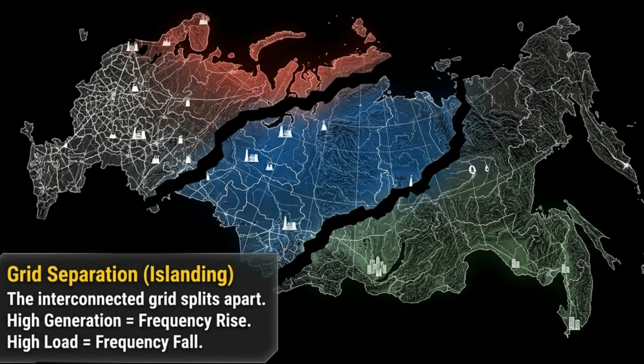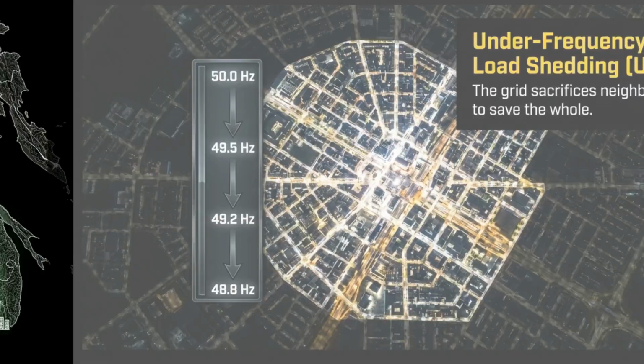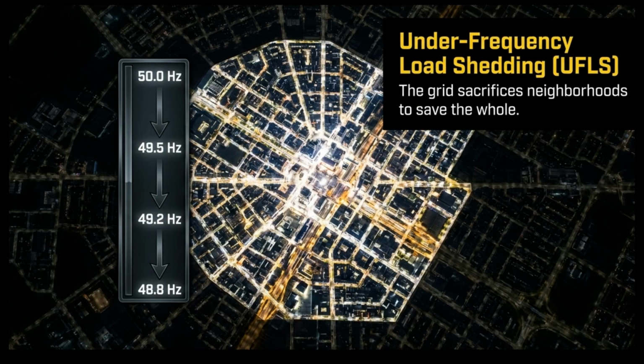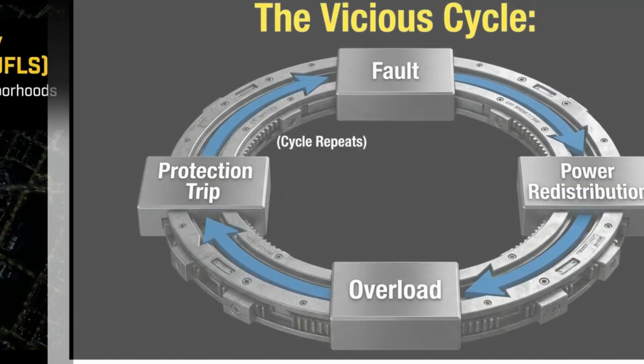In these sections, high generation can cause frequency to rise, while high load causes it to fall. To combat this, the grid utilizes under-frequency load shedding. This is a deliberate process where the system sacrifices certain neighborhoods to save the integrity of the entire grid.